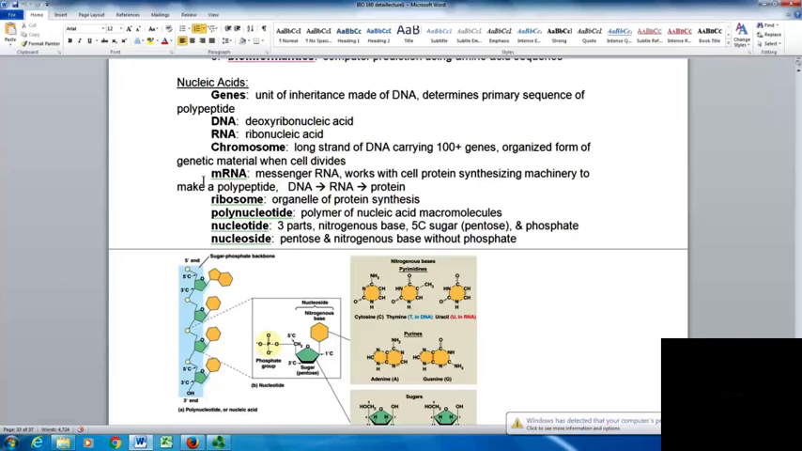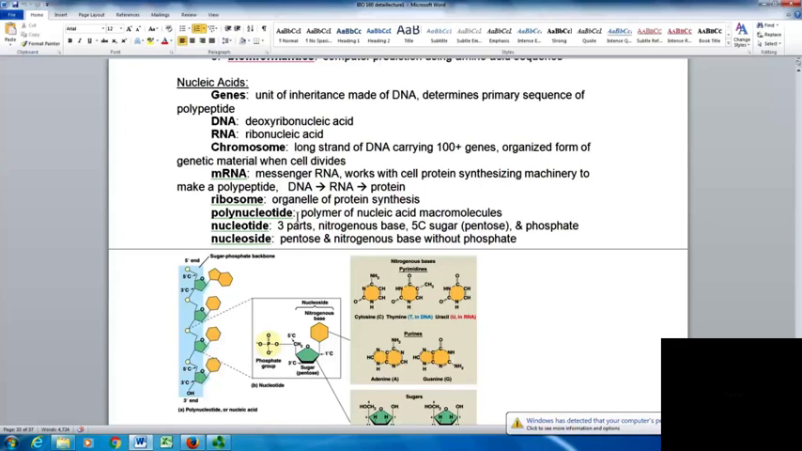So mRNA, this is your messenger RNA. This is going to work with the cell's protein synthesizing machinery to make a polypeptide. That DNA is a really valuable master copy of instructions that you don't want damaged. And so what you're going to do to protect the DNA is you're going to make a copy in the form of an RNA. And that RNA will be sent out to the cytoplasm, and in most cases made into a protein. So the ribosome is going to be the organelle of protein synthesis. Those are going to be the ones that read the RNA and use that information to make a protein.